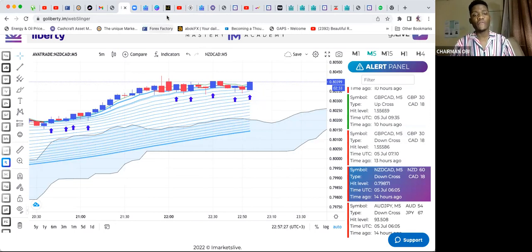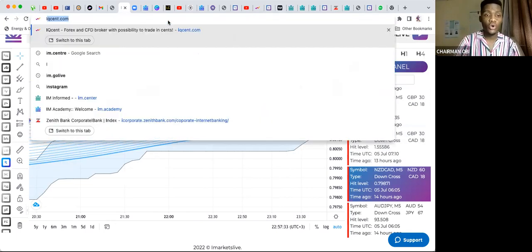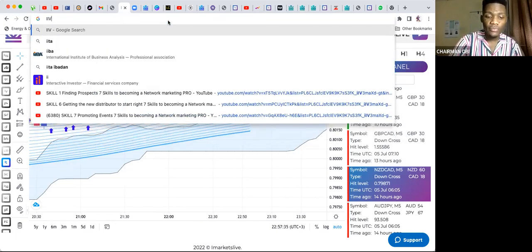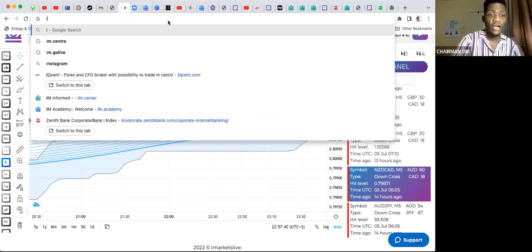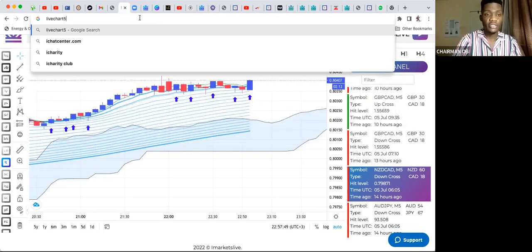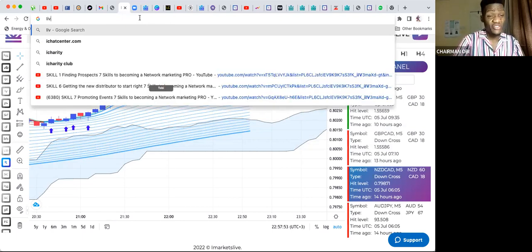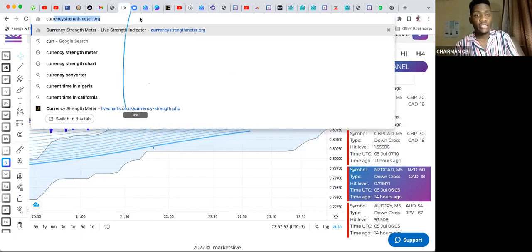But where can you reconfirm? Let's go to currency strength meter. So if you want to check currency strength meter, just use what we call live chat. Live chat dot co, or simply just type currency strength meter, you'll be fine, right? That will help you. Currency strength meter, right? So you can see currency strength.